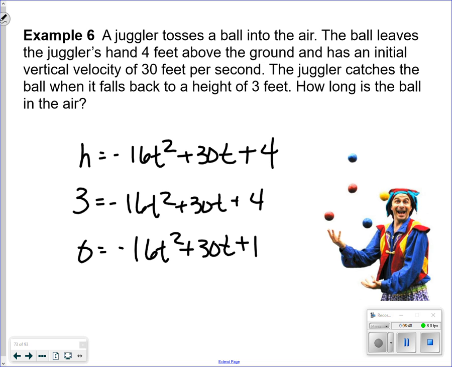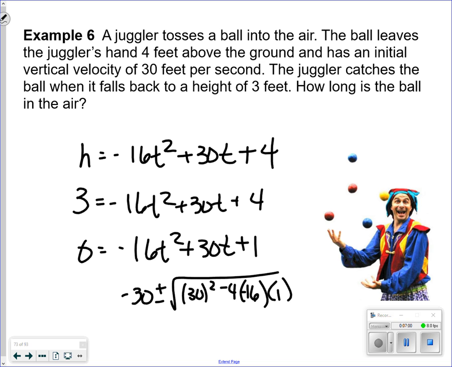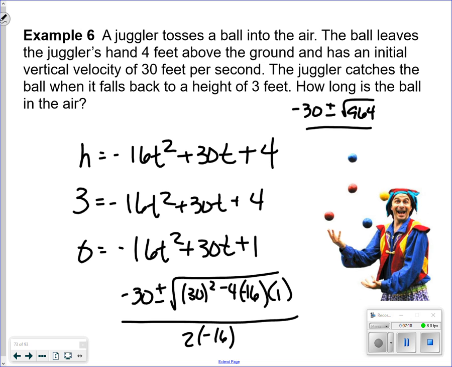Negative b plus or minus the square root, b squared minus 4ac all over 2a. So negative 30 plus or minus the square root of 30 squared minus 4 times negative 16 times 1, all over 2 times negative 16. All right, calculator to find your discriminant. So you end up with 30 squared, you end up with 964 over negative 32. The square root of 964 is about 31.0, so plus or minus 31.0 over negative 32.